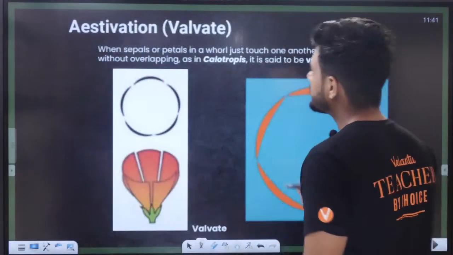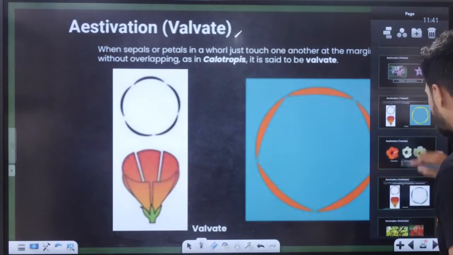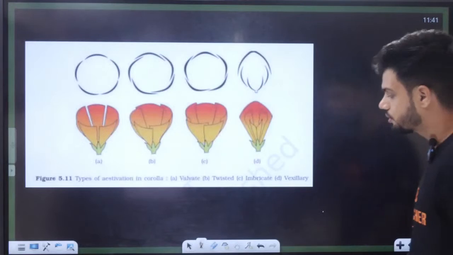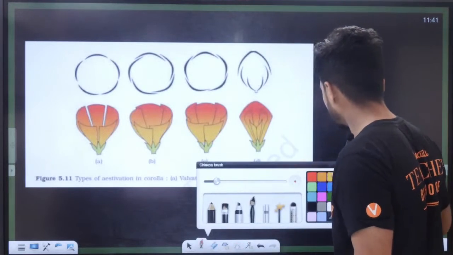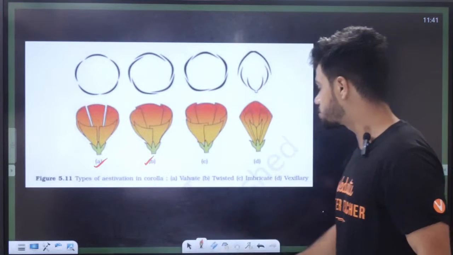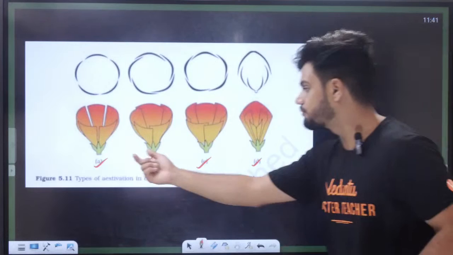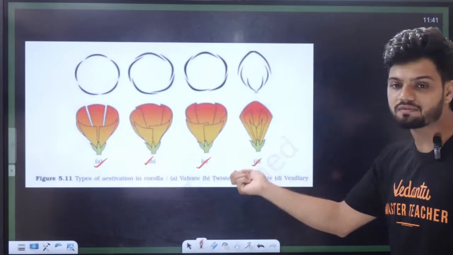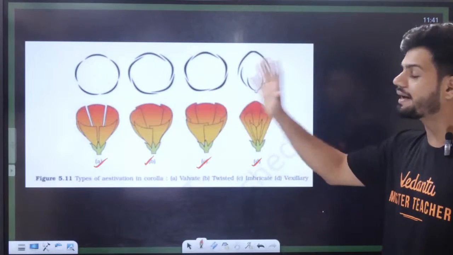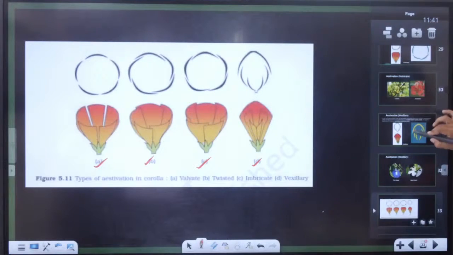Understand, students? Now, estivation, there are multiple types. For example, I'll show you. We have valvate estivation, twisted estivation, imbricate estivation, and vexillary estivation. Four different types of estivation which you need to remember, and examples. Examples are very important again.